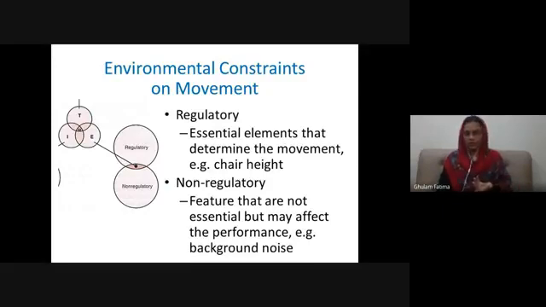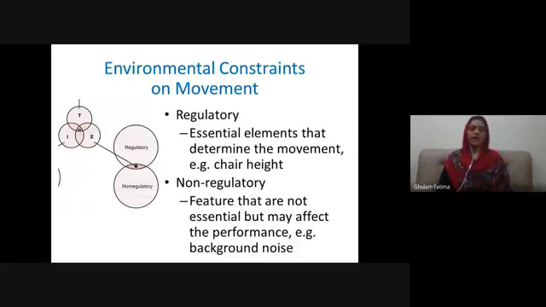This kind of condition is called regulatory conditions: the environment in which it is performed, if it is directly related and an essential element of your movement, is called regulatory. On the other hand, there are some features which are not essential, but they do affect the performance, like if the environment is very distracting and the patient is unable to concentrate, or if the floor is slippery, or if there is less light in the room and the patient has a visual issue.